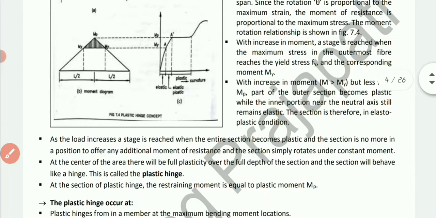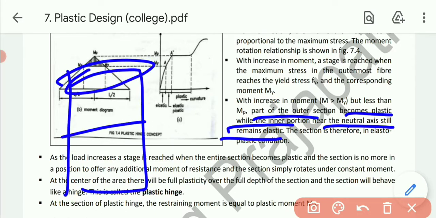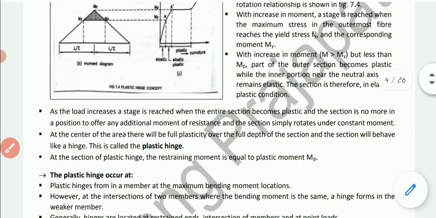Then, with increase in moment, say M greater than My but less than Mp, it is greater than the yield strength but less than, we can say, the plastic moment. Part of the outer section becomes fully plastic, while the inner portion near the neutral axis still remains elastic. So the outermost fiber of the beam becomes plastic, while the inner one still remains elastic. Therefore the section is called elastoplastic. As we have already seen the 4 different stages of the section, elastoplastic is one of them.